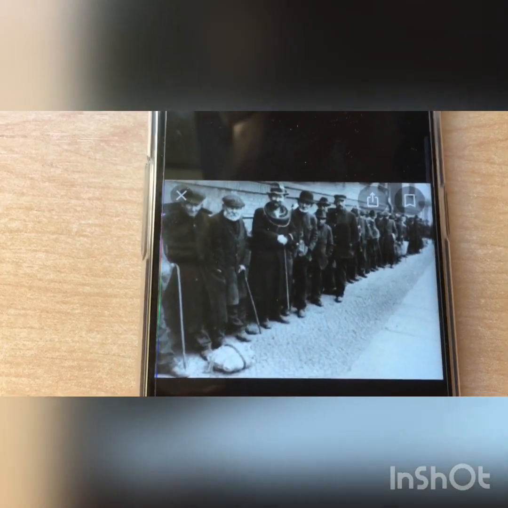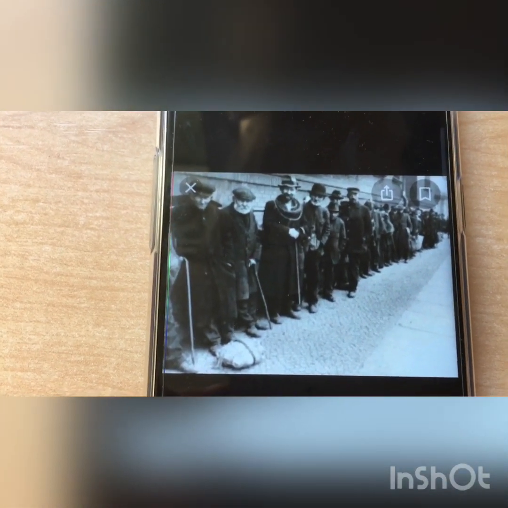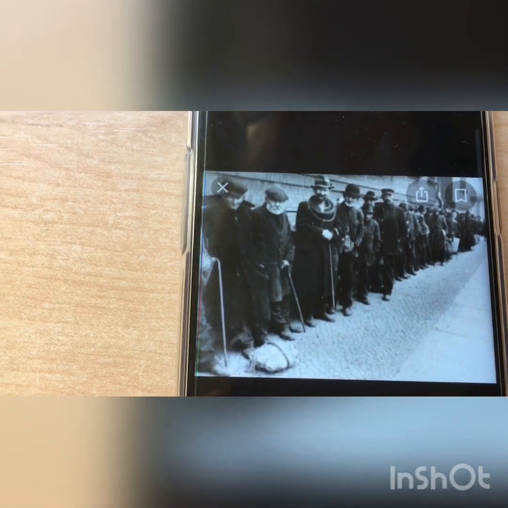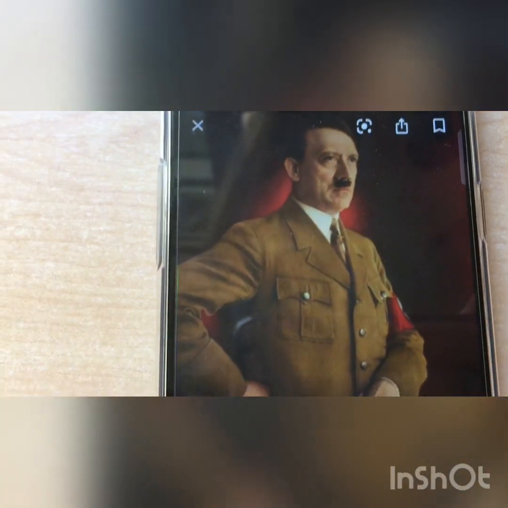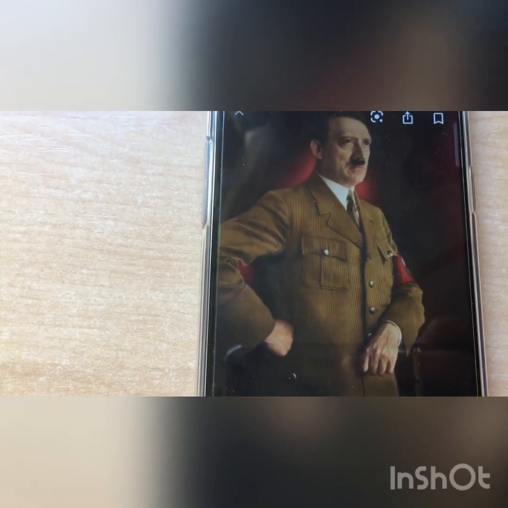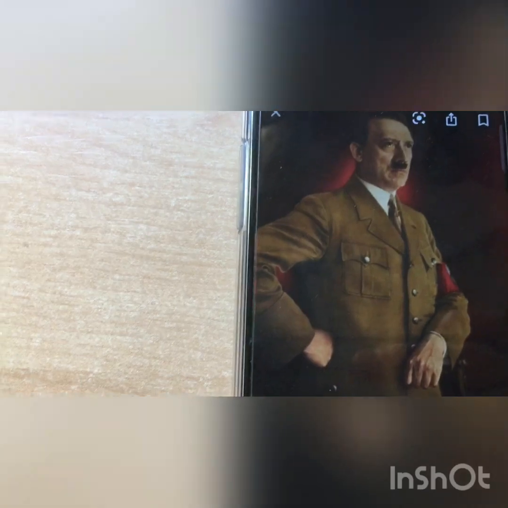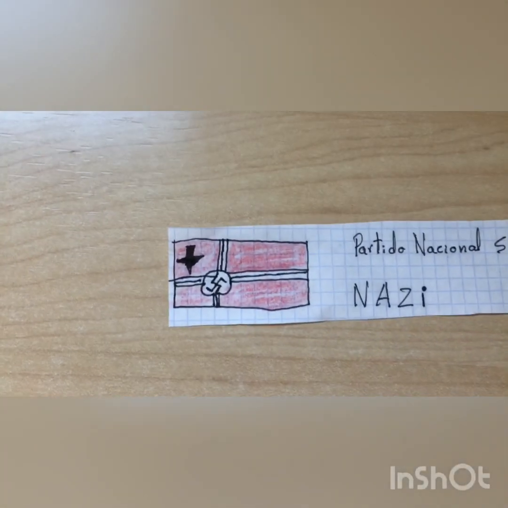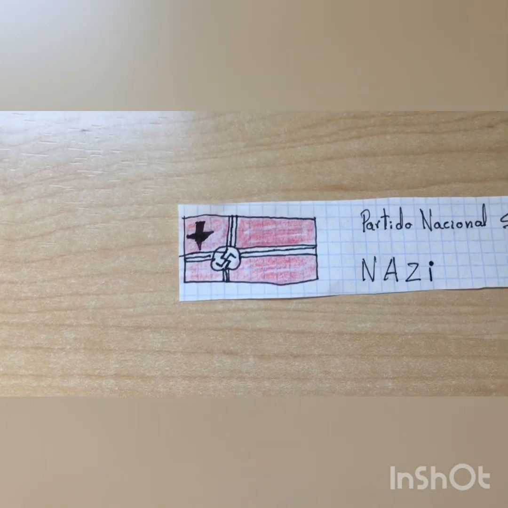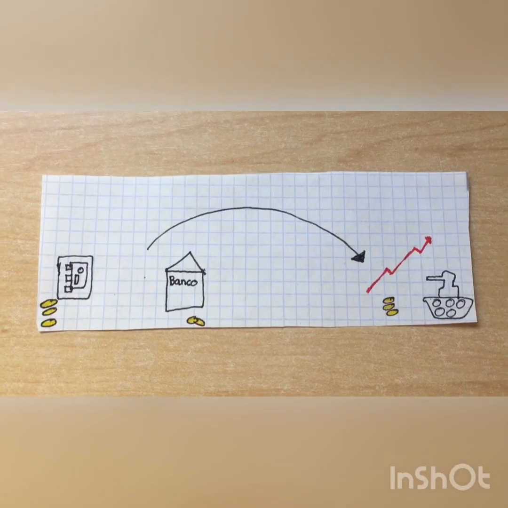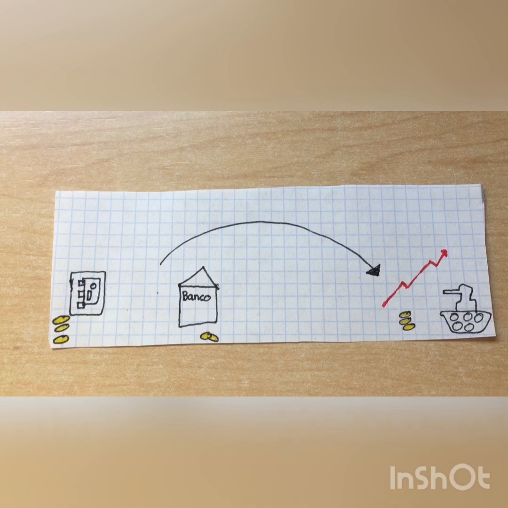The crisis in Germany was so serious that it made many people angry. Among all those people was a young German named Adolf Hitler, who was in the ranks of the First World War. Hitler, angered by the crisis, decided to join politics, reaching the National Socialist Party, better known by its abbreviation as Nazi. The party quickly seized power over Germany.